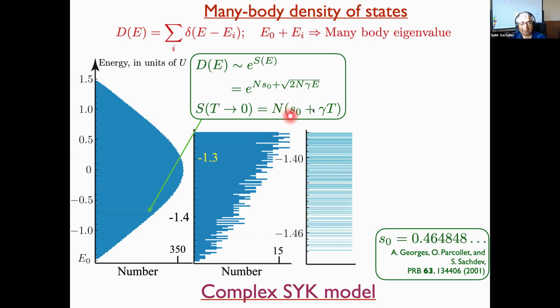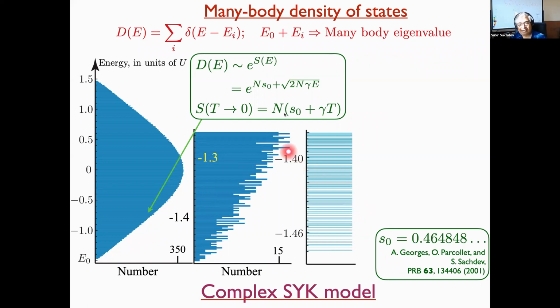But the entropy now, instead of being just n gamma t, it is still linear in temperature. There's an offset, which is also extensive. So if you now go from this canonical result to the microcanonical result, you get this value here. And that actually agrees very well with the numerical data.